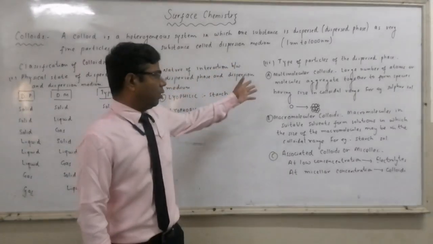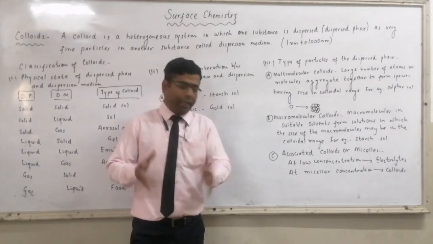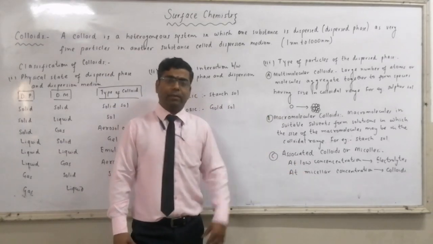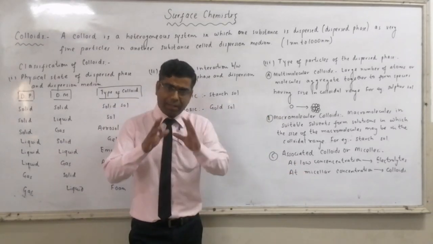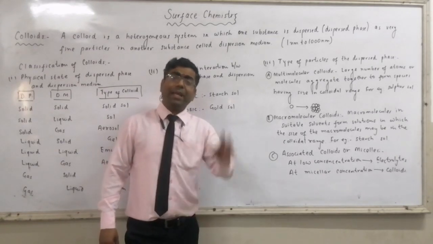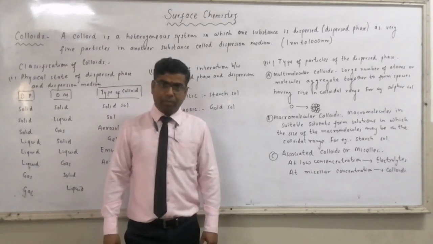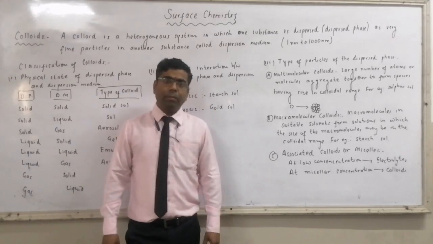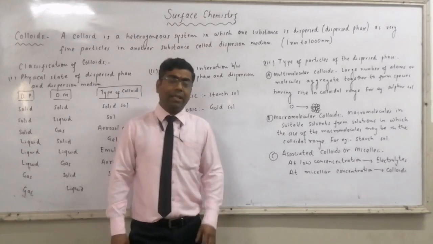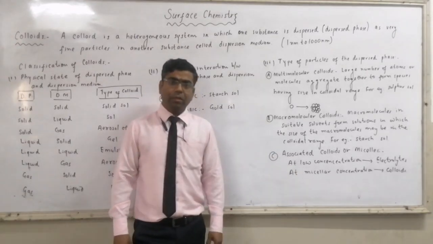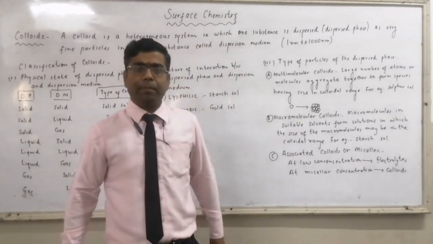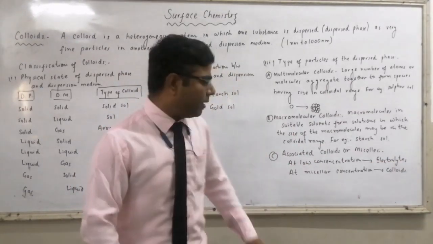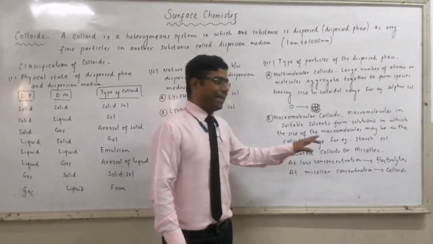So in multimolecular also we are having groups. Here also a group is there, but it is a concentration-dependent colloid. At low concentration we are getting a true solution. The dispersed phase particles act like electrolytes, but at the proper concentration, that is called micellar concentration, these particles form groups and get converted into colloids. That's why these are called associated colloids or micelles.